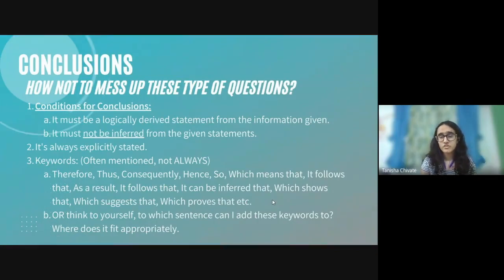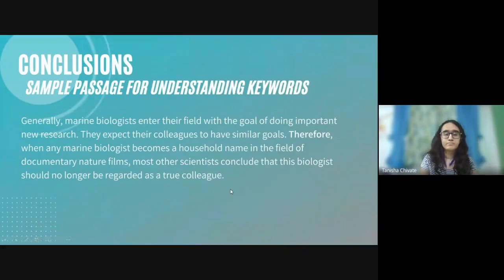conclusion. So let's say you read a passage, you have no idea what it's about, you don't understand what they're trying to tell you, etc., etc. You can sort of look for these keywords and then find out what the passage is about, what the main conclusion is. If you don't find it, what do you do then? You basically find one sentence which encompasses the main gist of the passage, and just think to yourself, okay, if I add therefore to this sentence, will it form a very explicitly stated conclusion? Where does it fit appropriately? All of that. If you can figure that out within a few seconds, you will be able to identify the conclusion correctly.